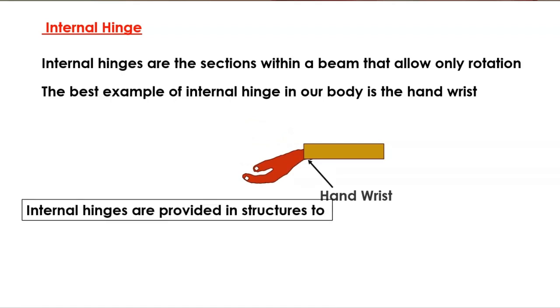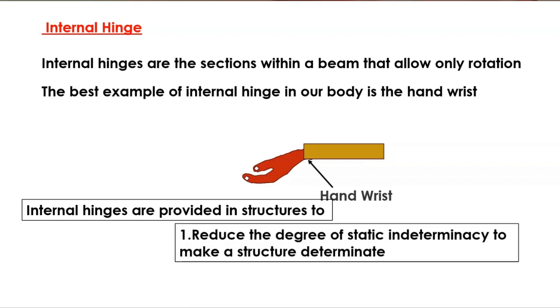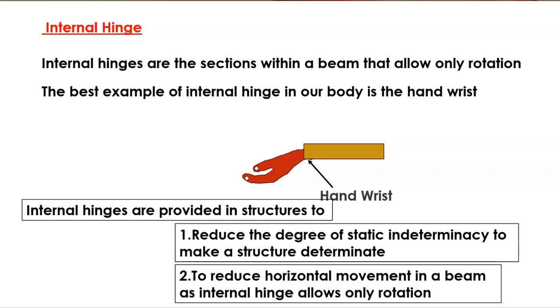Now internal hinges are provided in structures too. Number 1, to reduce the degree of static indeterminacy to make a structure determinate. And number 2, to reduce horizontal movement in a beam, as internal hinge allows only rotation. Now the second point is clear, that internal hinge only allows rotation, it will not allow horizontal movement. So in order to reduce horizontal movement, we have to use internal hinge. Now the first reason we will be discussing now, that is to reduce the degree of static indeterminacy to make the structure determinate. How is it possible?